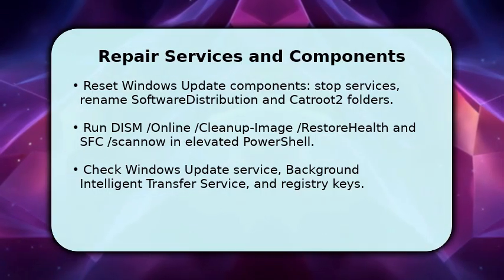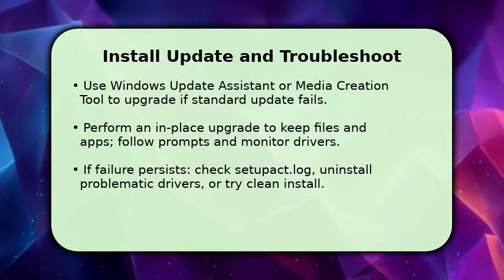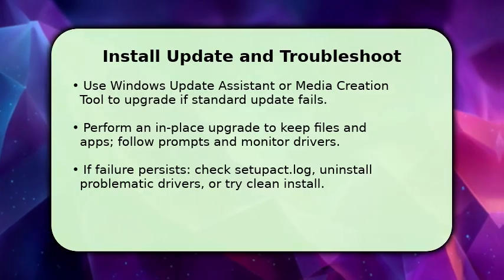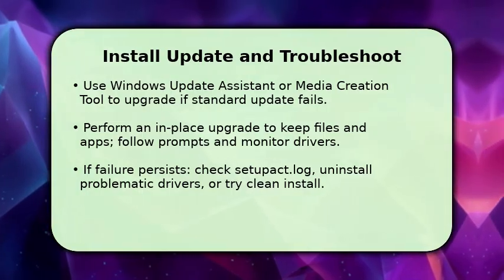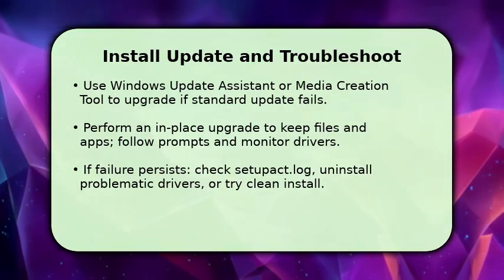You can switch to the Windows Update Assistant or Media Creation Tool when the normal update won't install. These tools perform a guided in-place upgrade while preserving files and apps. During the upgrade, watch for driver prompts and temporarily remove old or unsigned drivers that can block setup.